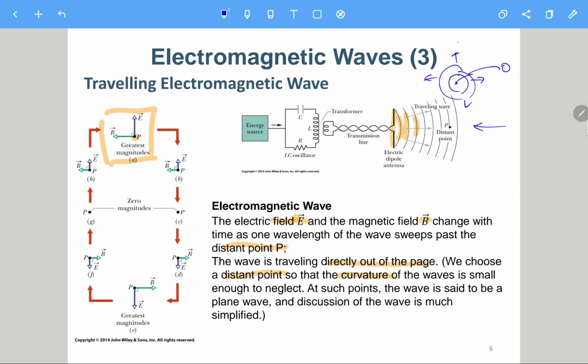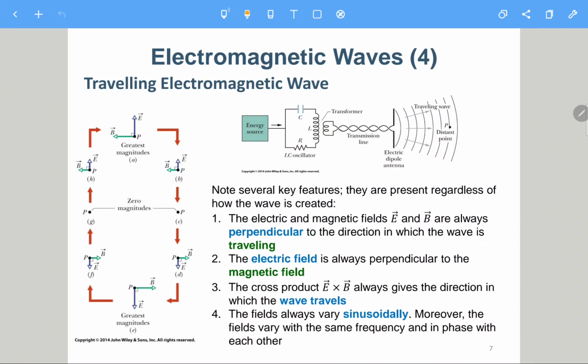But here it mentioned that suppose we consider P to be far away from the antenna, which means the radius of the circle is large enough. Then if you consider this part, it looks like a straight line, or more precisely, the wave is said to be a plane wave, on a plane rather than a curvature. And the discussion of the wave is much simplified. So we make this assumption so that we can use some simple equations to describe the EM wave. And on the left side, you can see we have E field and B field with different amplitude and direction.